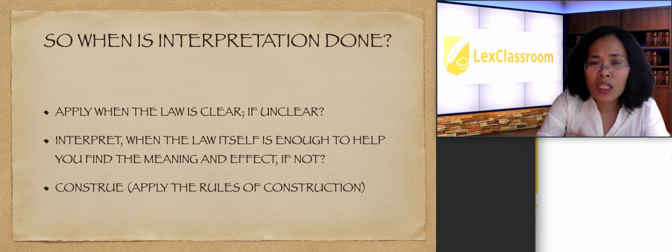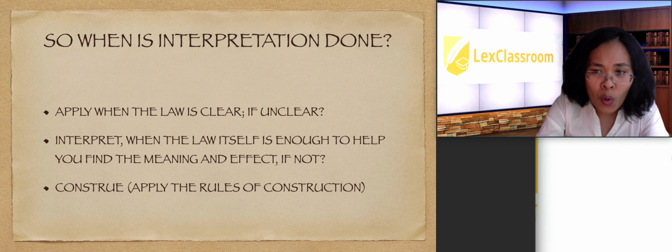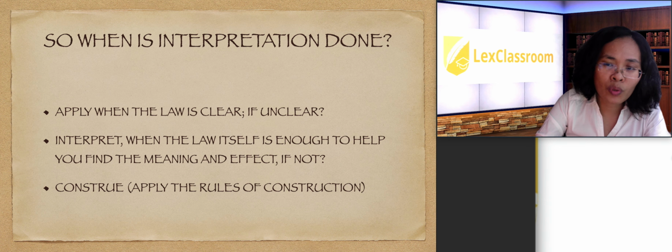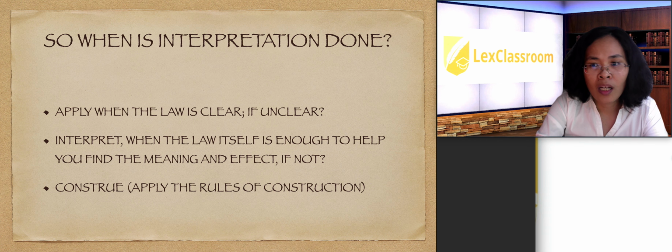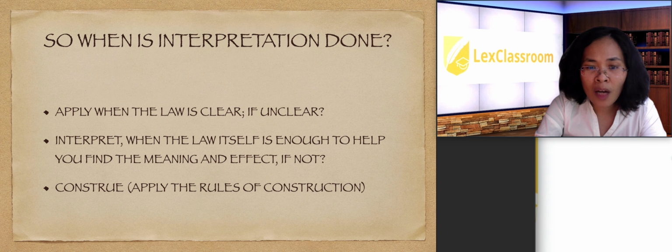So one is interpretation done, and it is the most basic principle of statutory construction. You apply the law if it is clear. And what happens if it is unclear? First, you have to interpret when the law itself is enough to help you find the meaning and effect. So it means there's only the need of the intrinsic aids, or the statements or provisions or the lines or words, phrases found in the law itself.